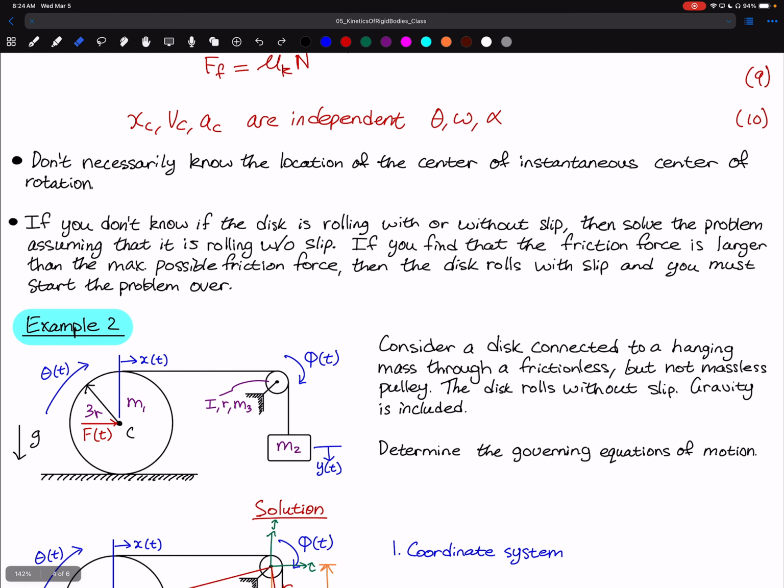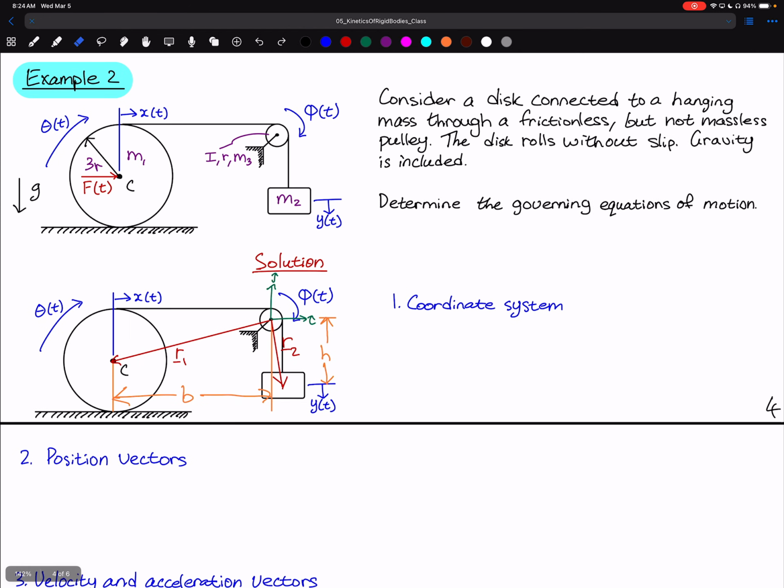Okay, any questions before we go on to an example? Okay, and then we're going to take a look at example 2 here.